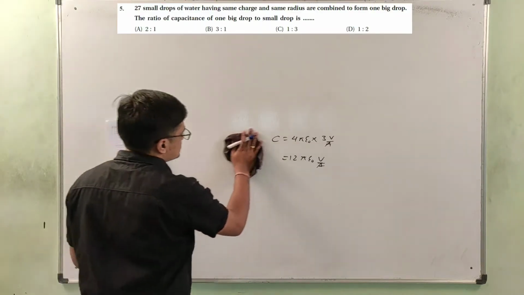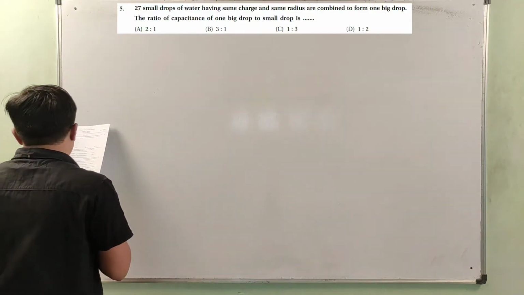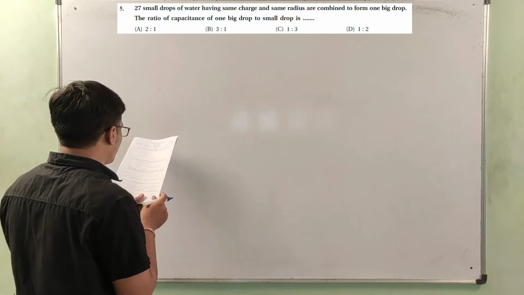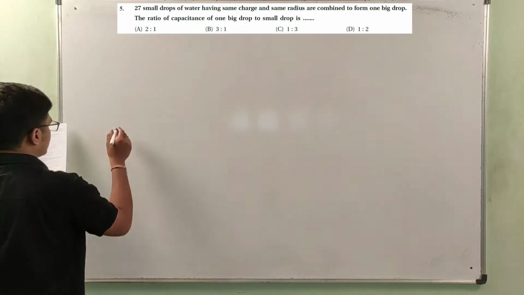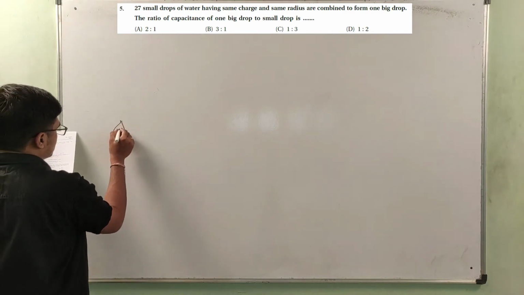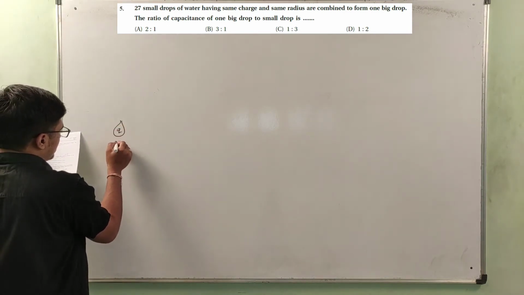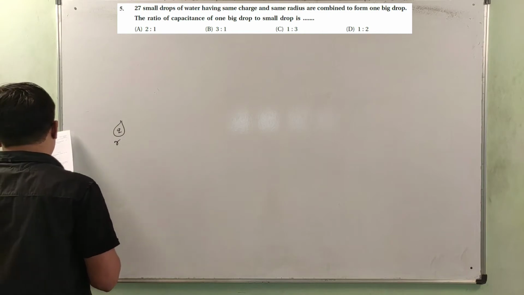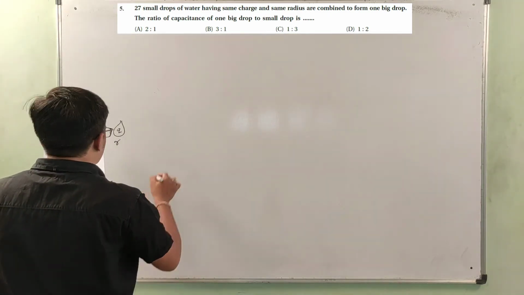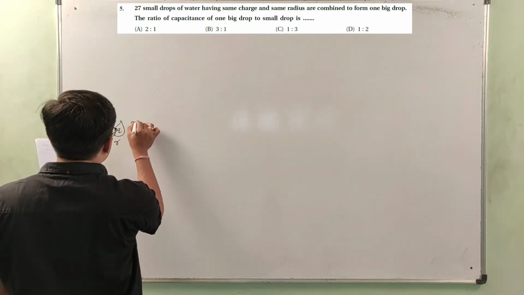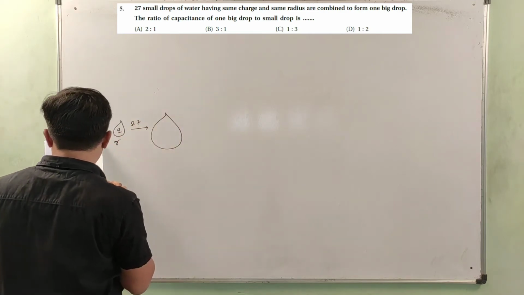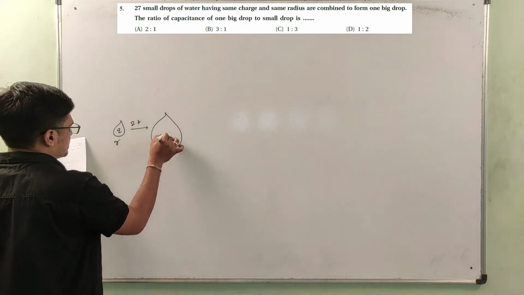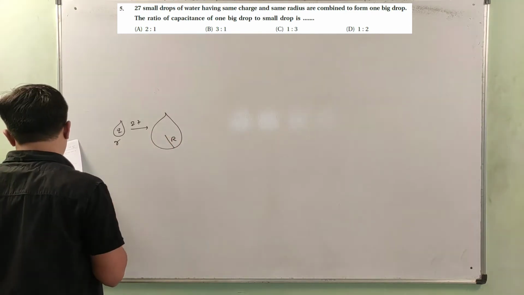This fifth one is the most important question. 27 small drops of water having the same charge and same radius are combined. Suppose the charge on each drop is Q and radius is r. They combine to form a bigger drop. Let us assume that the radius is capital R for this drop.